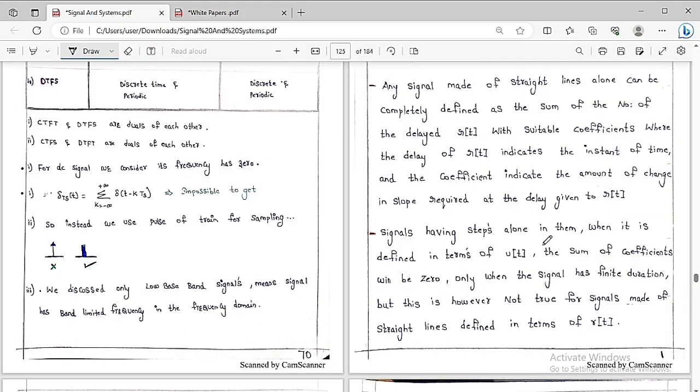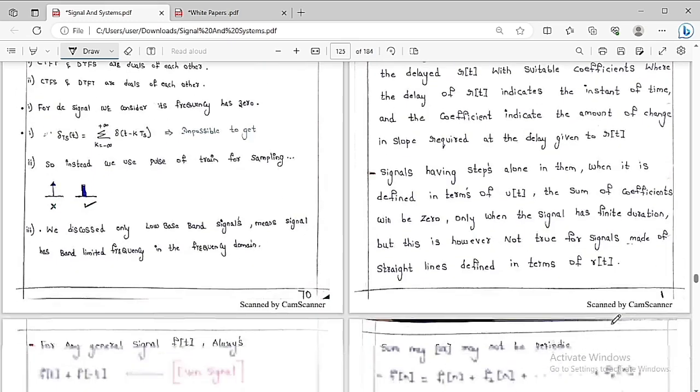Signals having steps alone in them, when defined in terms of u of t, the sum of coefficients will be 0 only when the signal has finite duration. But this is, however, not true for signals made of straight lines defined in terms of r of t. So this point you always have to keep in your mind.